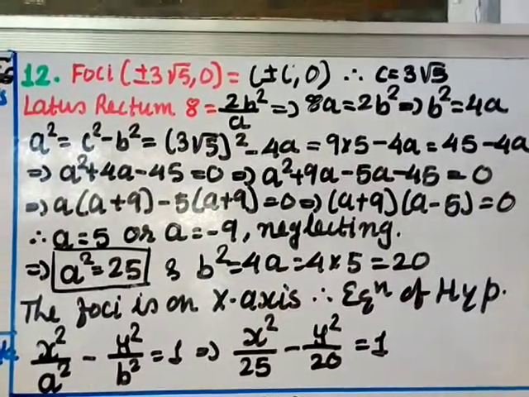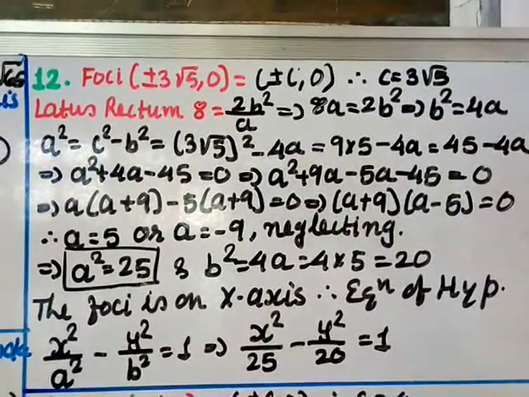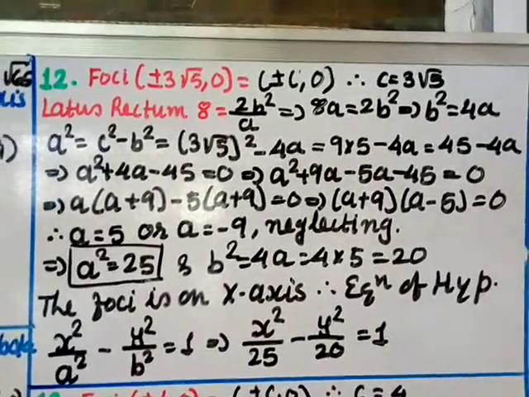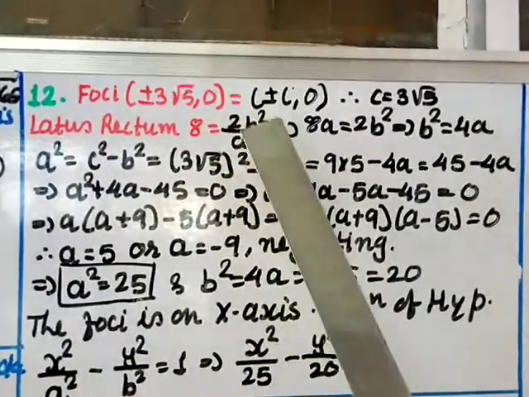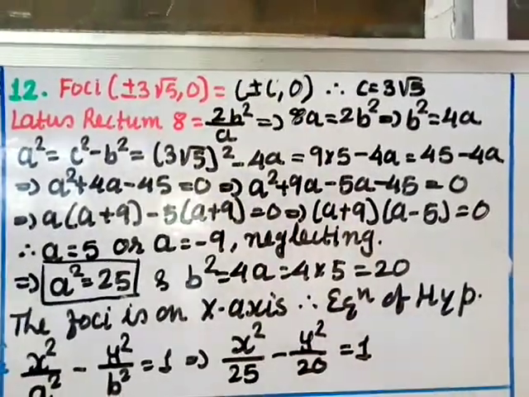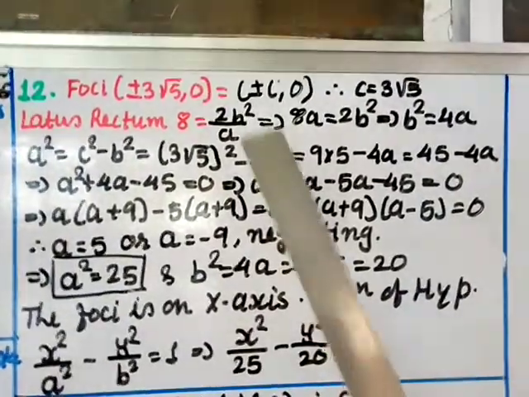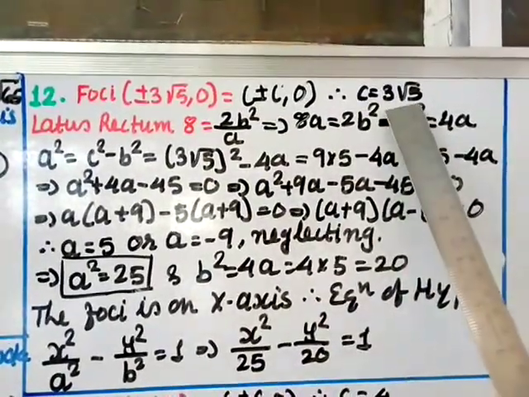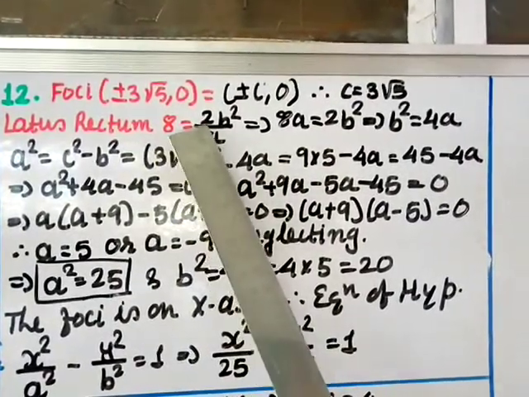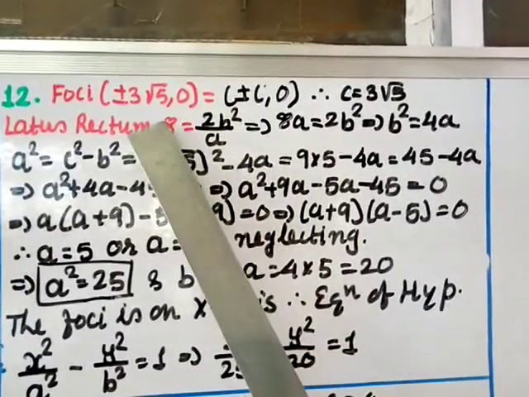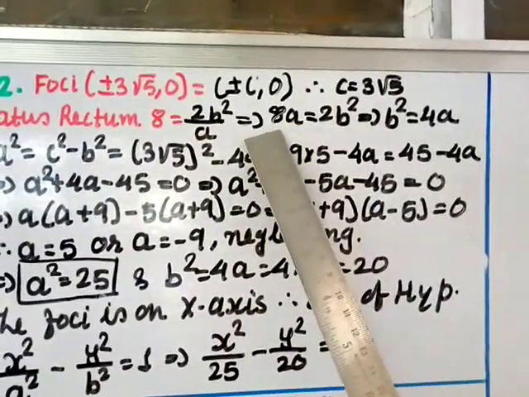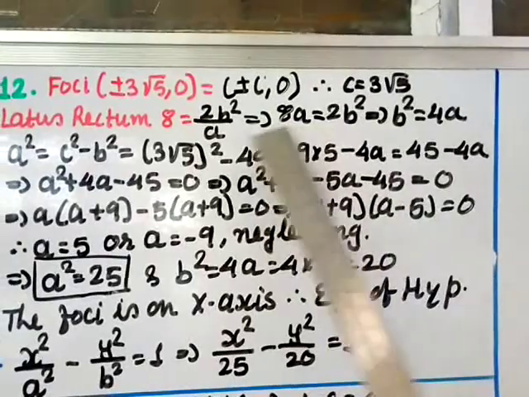Question number 12. Foci plus or minus 3 into root 5 comma 0 and length of the latus rectum is 8. Now foci is given as plus or minus c, 0. Now y coordinate is 0, that means the foci are on the x-axis. From here c value is 3 root 5. Length of the latus rectum 8 is given to us and by formula it is 2b square by a. a you transfer over here, so 8a is equal to 2b square. 2 transfer over here, so b square equal to, and you cut by 2, so you get b square value as 4a.